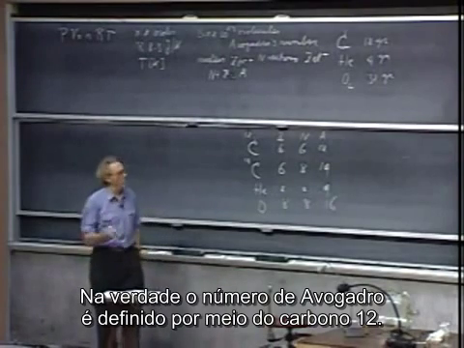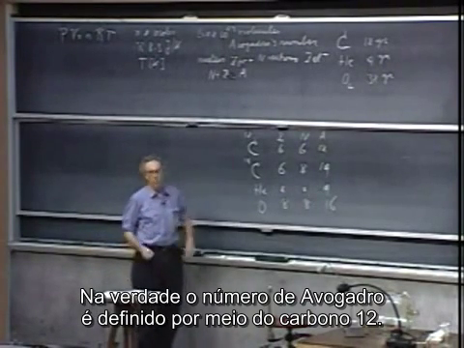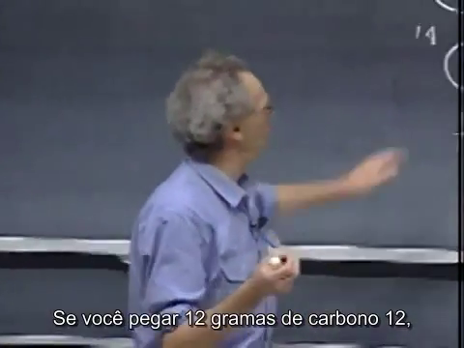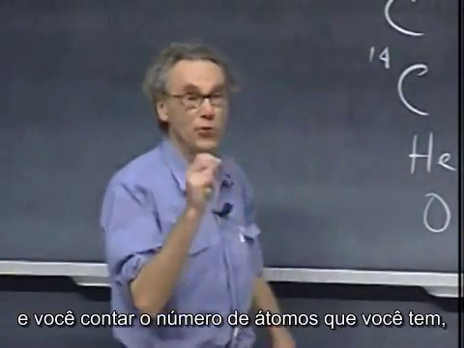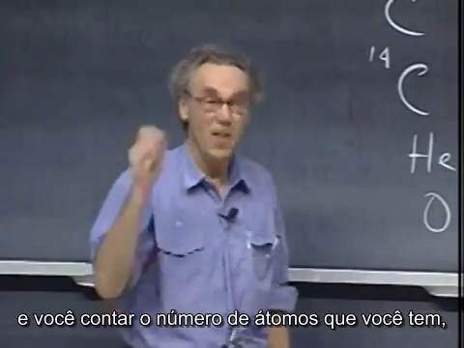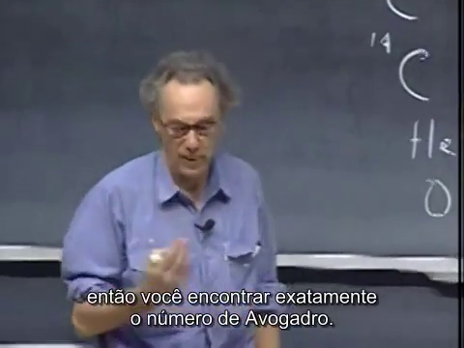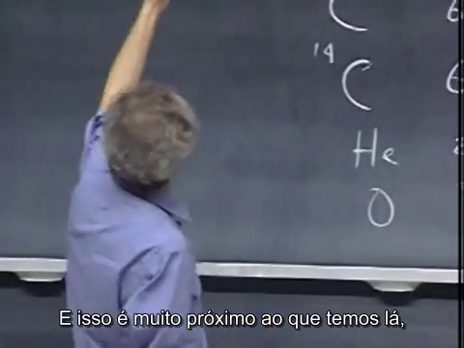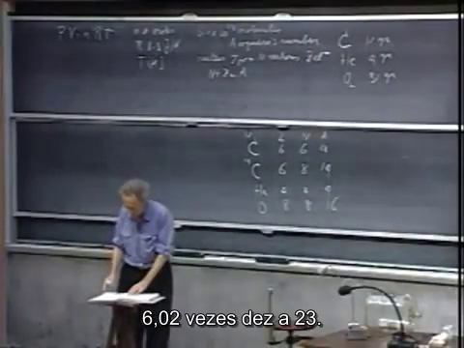Avogadro's number is defined through carbon-12. If you take 12 grams of carbon-12 and you count the number of atoms that you have, then you find exactly Avogadro's number. That's the definition of that number, and that's very close to what we have there, 6.02 times 10 to the 23rd.